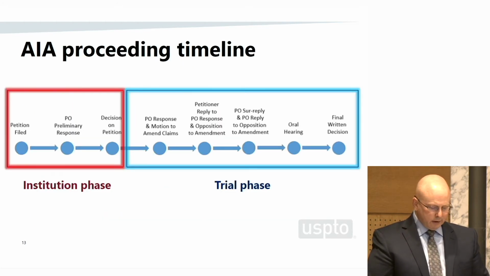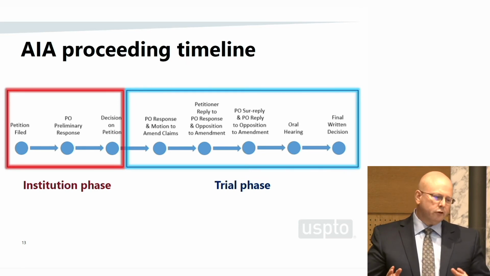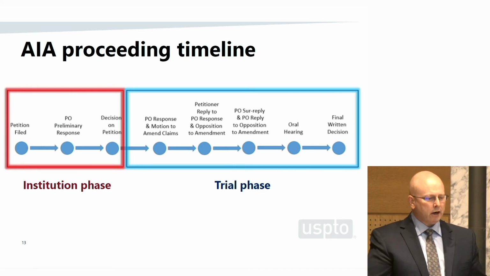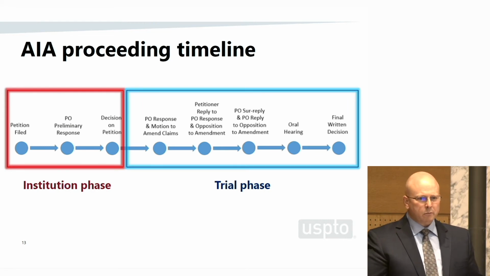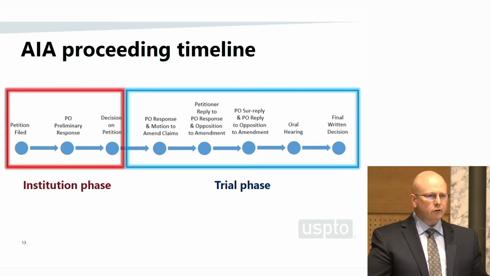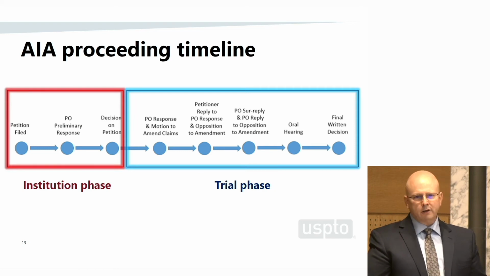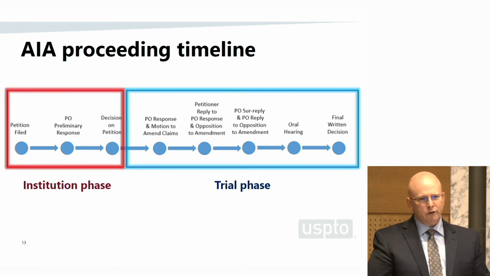The AIA proceedings really go in two main phases. The first phase, what we call the institution phase, you can see in the red box, and that is about a total of 6 months on average from the time a petition's filed till a decision is made to either proceed with a petition, to institute a trial, as we say, or to not institute a trial. If the board decides not to institute, that decision is non-appealable, although that hasn't stopped many parties from attempting to appeal or find some other way to get that decision reviewed by the courts.